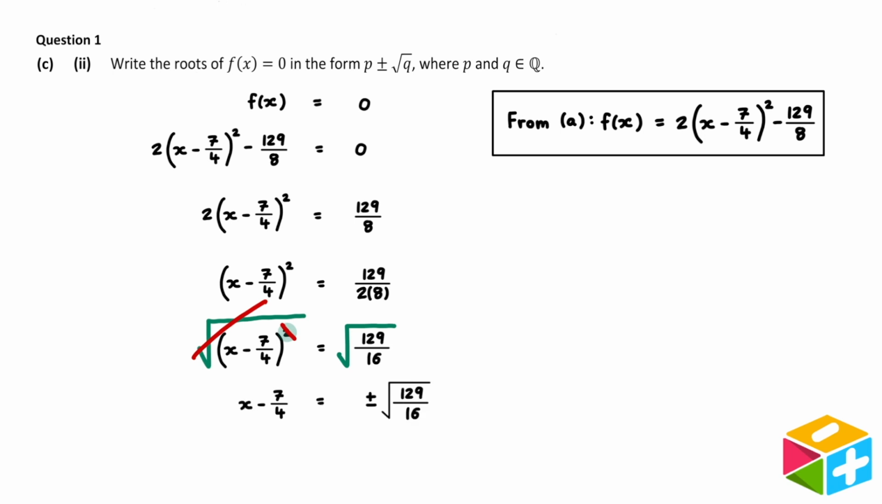We'll have to be careful here, since the positive and negative versions of a number both square to the same answer. To account for this, we'll need to put in a plus-minus sign on the right-hand side. Finally, we can remove the subtraction of 7 over 4 by adding 7 over 4 to both sides. This brings us to the final answer, that x is equal to 7 over 4 plus or minus the square root of 129 over 16. This is precisely the format we were asked to present our answer in.